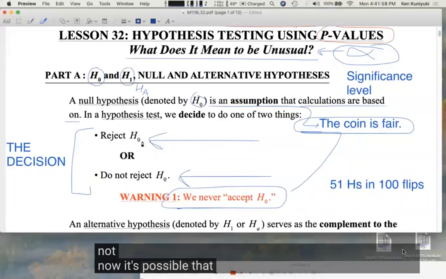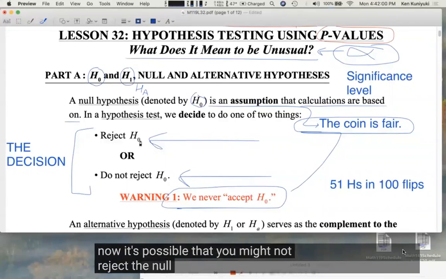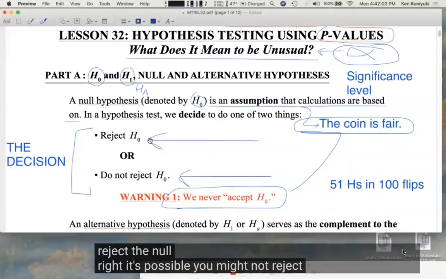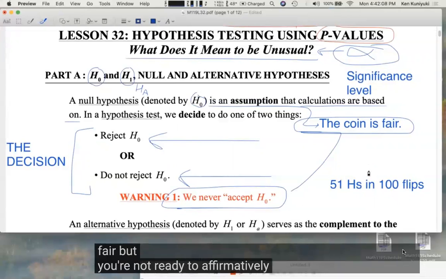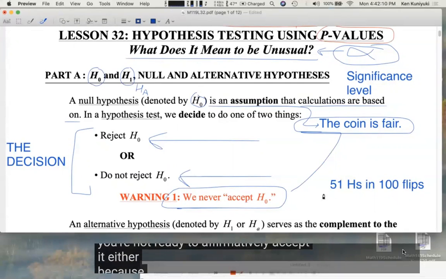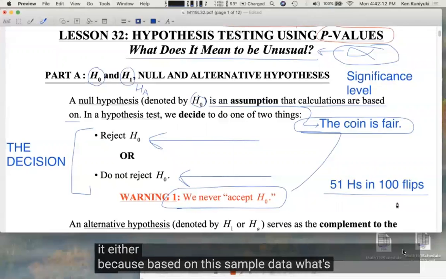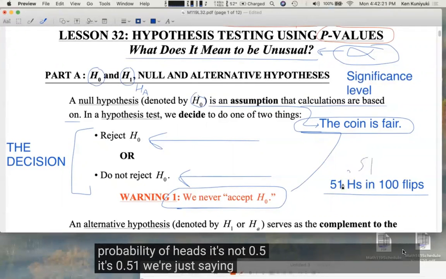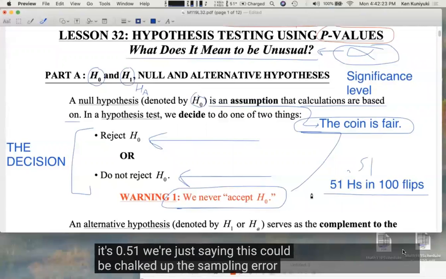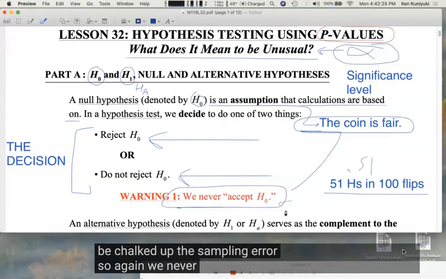Now, it's possible that you might not reject the null, right? You may not reject the idea the coin is fair, but you're not ready to affirmatively accept it either, because based on this sample data, what's the most likely probability of heads? It's not 0.5, it's 0.51. We're just saying this could be chalked up to sampling error. So again, we never accept the null.